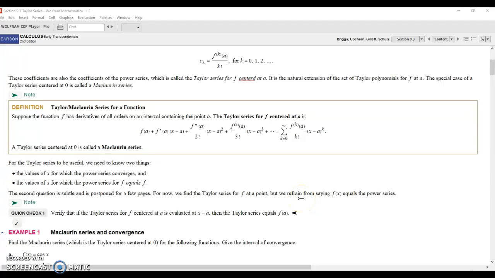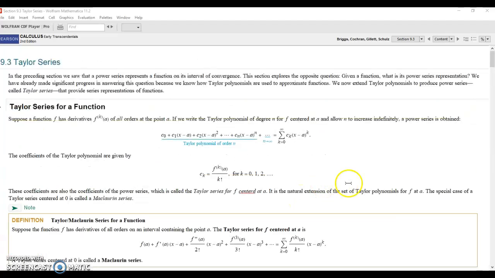Okay, we're back to look at section 9.3. We are revisiting Taylor series. So you might wonder, why are we back to look at Taylor series at all? Well, we know how to find Taylor polynomials. We did that in section 9.1. So we're going to extend Taylor polynomials to produce power series called Taylor series. So we're basically putting the last two sections together.